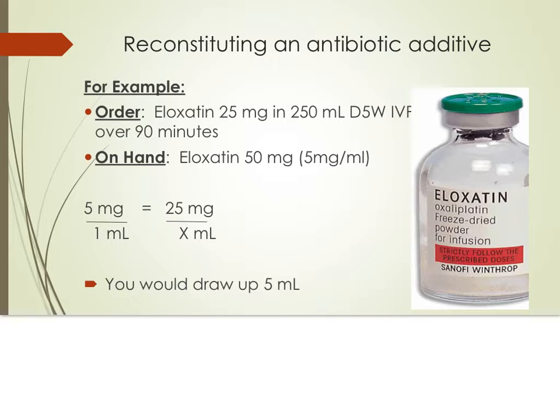To figure out the amount to draw up, use the ordered amount of 25 milligrams and 250 milliliters of D5W. You have on hand aloxetin 50 milligrams and 5 milligrams per mil. After you cross-multiply and divide, you would need the 5 milliliters of the reconstituted solution in order to administer the physician's order for a dose of 25 milligrams.